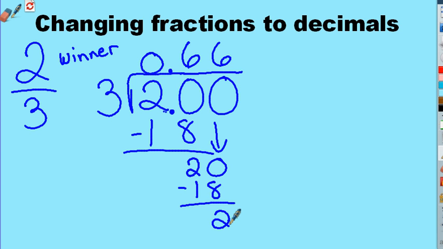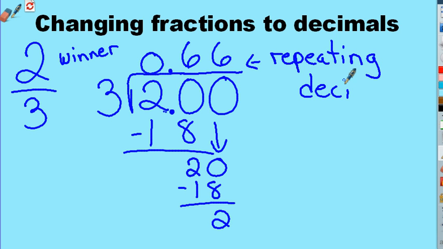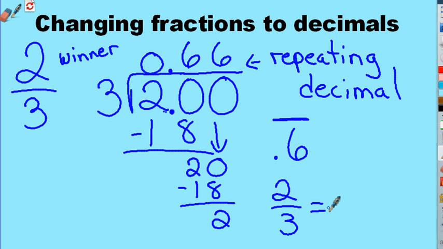You should start to notice, look, there's a pattern. No matter how many times I find out how many times 3 can go into 20, I'm going to have a 6 and I'm never going to be done. So this is called a repeating decimal. The way you would show a repeating decimal is by writing the numbers and then putting a bar over the number that keeps repeating. So my answer, 2/3, is the same as 0.6 repeating.